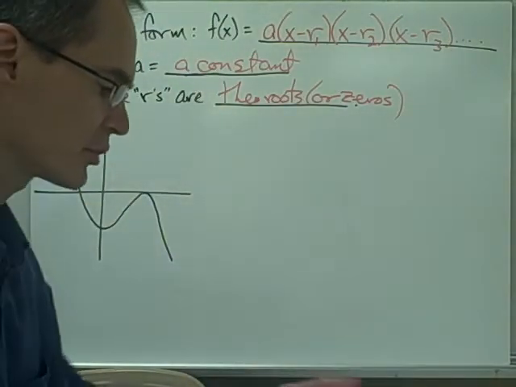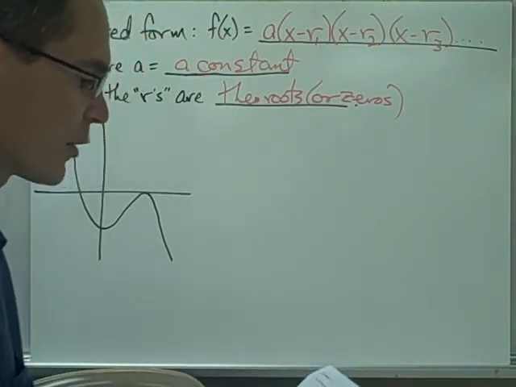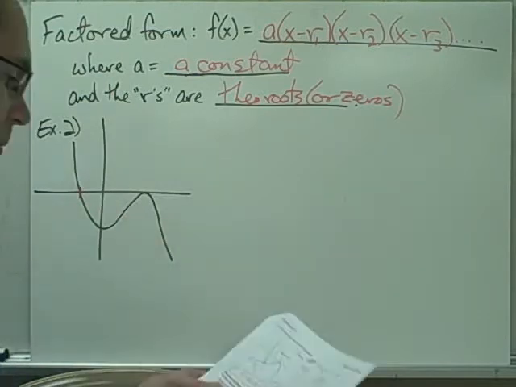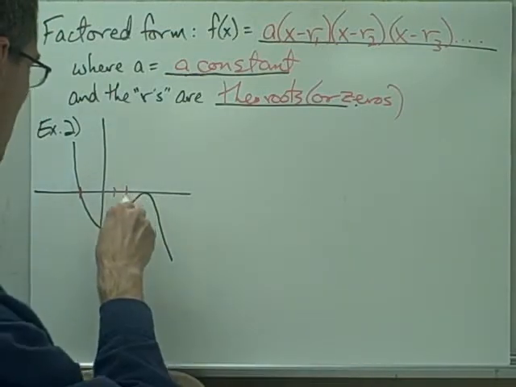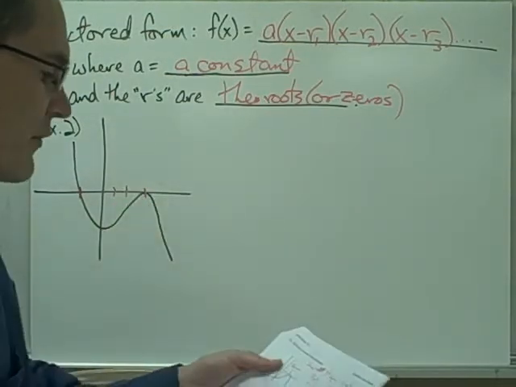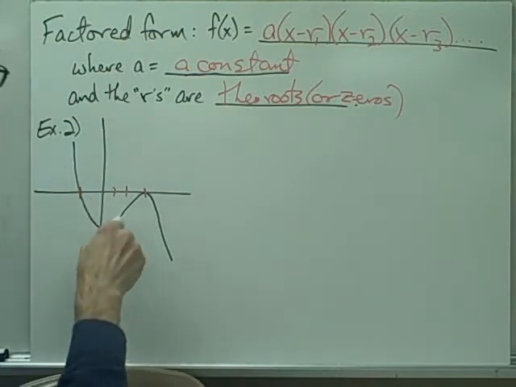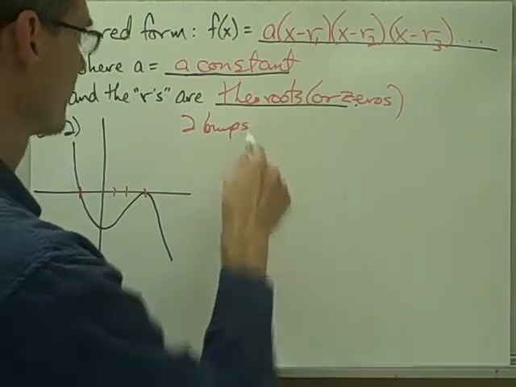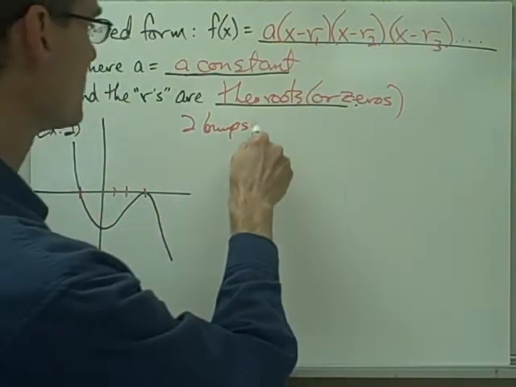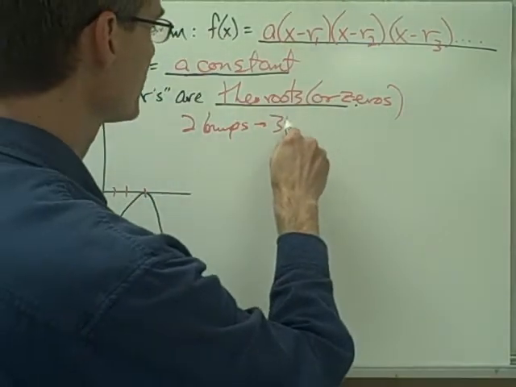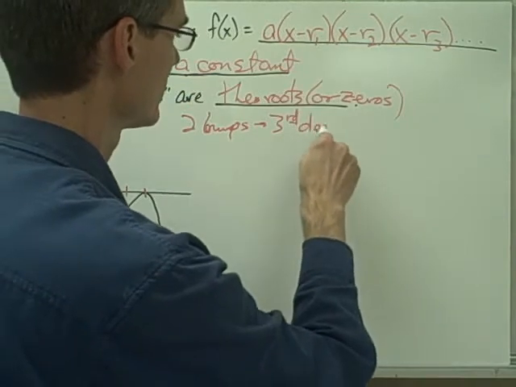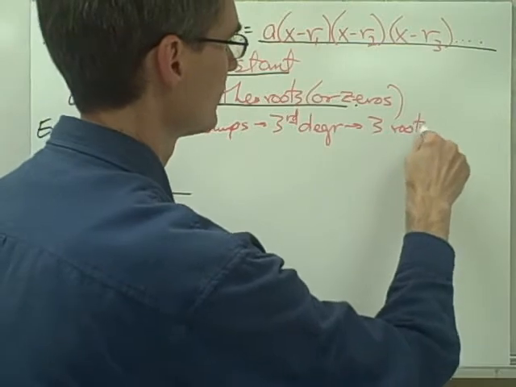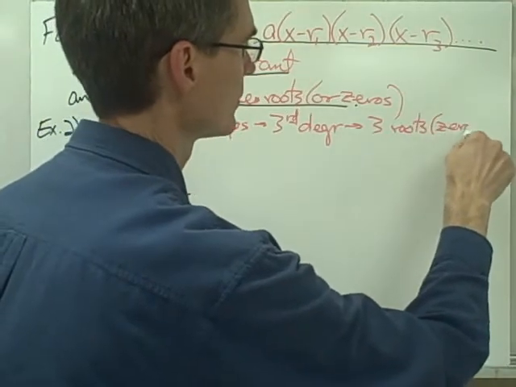Here we've got example number 2. It says find a formula for this polynomial. And for this polynomial, let me put in my marks there. So for this polynomial, I can see that I've got 2 bumps. And since I've got 2 bumps, that means that I've got a 3rd degree function, which means I've got 3 roots, or 3 zeros.